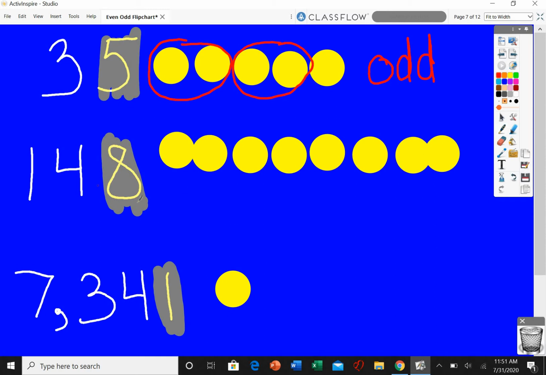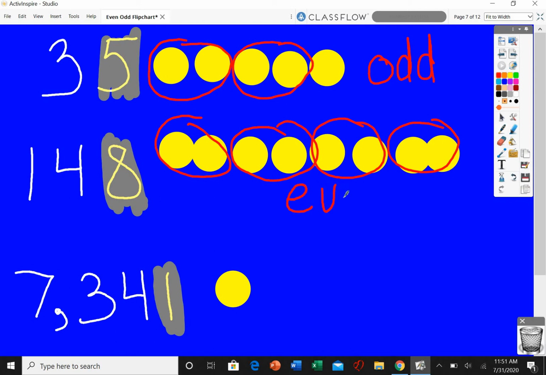All right, let's try this 148. We can buddy up the 8 and see. So what is 148? Very good. It would make it even because they all had a pair. Nobody was left over.